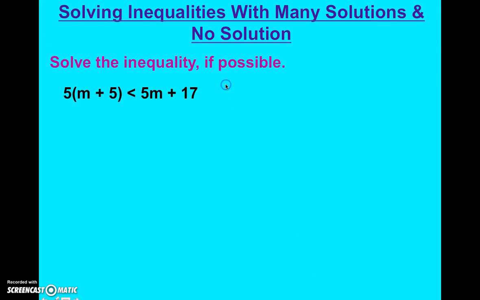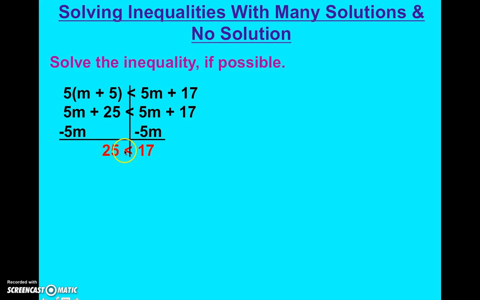Okay, so this time we have some problems where we're going to see if it's possible to solve the inequality. So first, let's distribute. We want to move all of our m's over. Well, what happens over here is we get 0m, and over here we get 0m. So we just have 25 is less than 17. Is that a true statement? Since it's not, 25 is not less than 17, we would say there's no solution to this problem. Pay special attention. If your m's cancel and this part is not true, it's no solution.